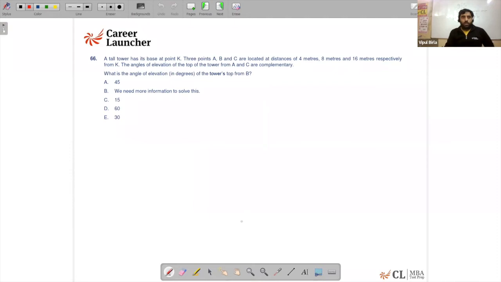Question number 66. A tall tower has its base at point K. 3 points A, B, C are located at a distance of 4 meters, 8 meters, and 16 meters respectively from point K. The angle of elevation of the top of the tower from A and C are complementary. Now, when I say complementary, that means the sum of these angles is 90 degrees. 180 says supplementary, it's complementary, therefore it's going to be 90 degrees. So let's make a tower.